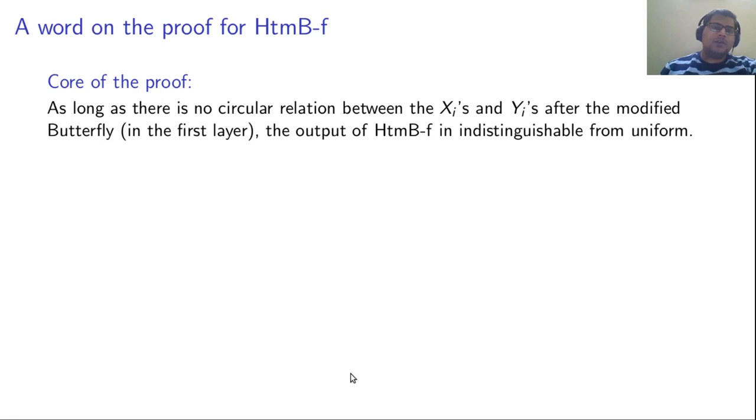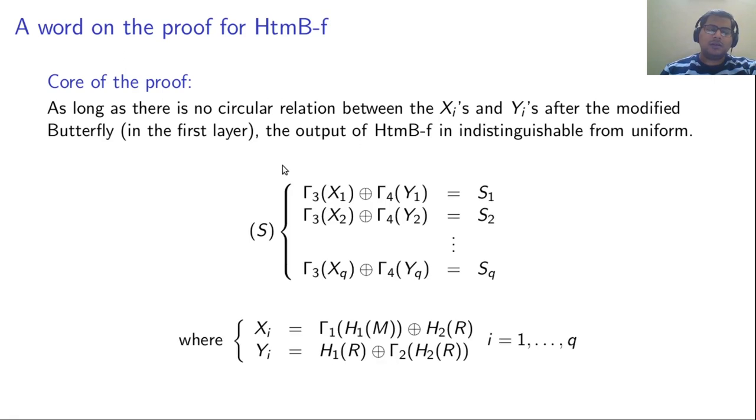Okay, let's have a quick look into the proof approach. The core idea is to avoid any circular relation between the Xi's and Yi's after the modified Benes. What we mean by this circular relation is that there is a system of equations in S. What we want is that the rank of this system of equations should either be full, or if it is low, then the probability of getting certain kinds of trivial equalities should be small.